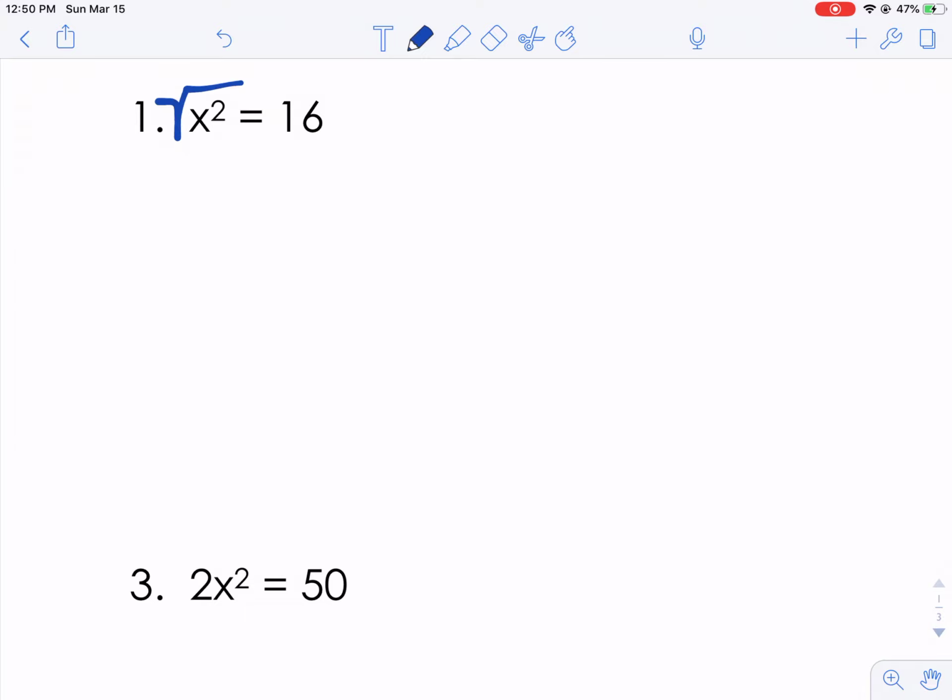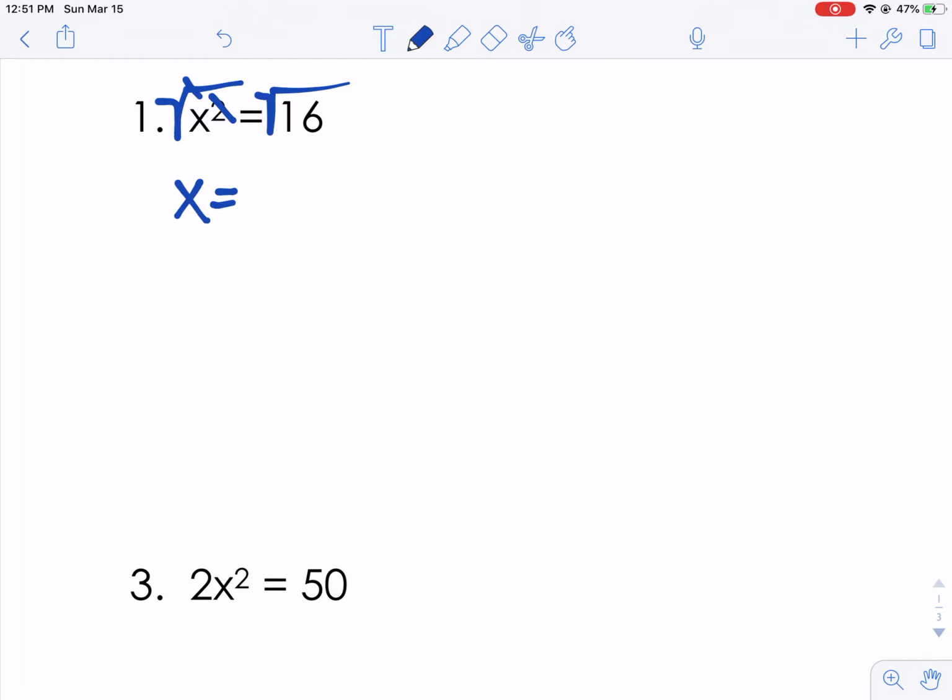So I'm going to take the square root of the left side. Okay, that is the opposite operation from squaring. And whatever you do to one side of the equation, you must do to the other, so I'm going to square root the 16 as well. Well, the square and the square root, being opposite operations, cancel each other out, and we get x equals.